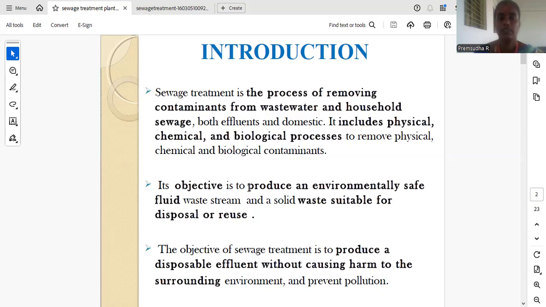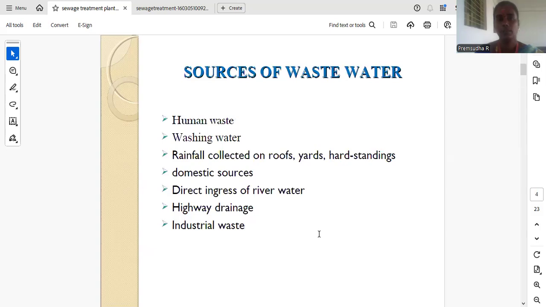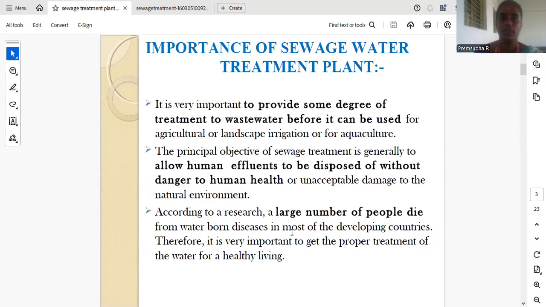Its objective is to produce an environmentally sound fluid waste stream and solid waste suitable for disposal and reuse. So the objective of sewage treatment is to produce the disposable effluent without causing harm to the surrounding environment and to prevent pollution. If the sewage is disposed of without proper treatment, the contamination causes pollution and affects the environment.